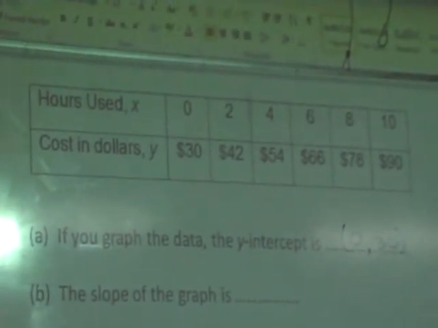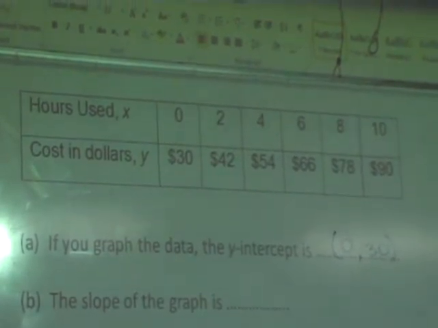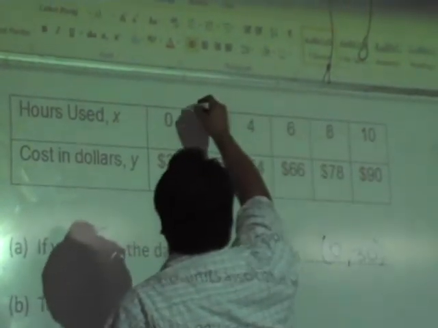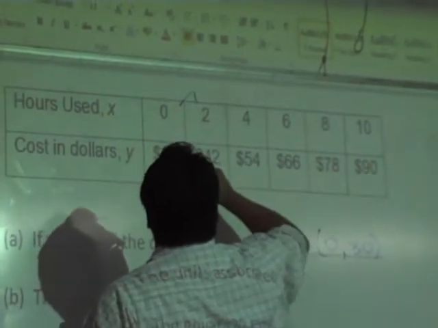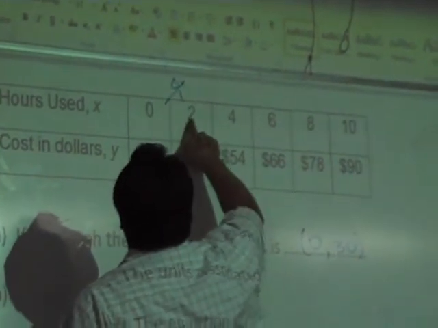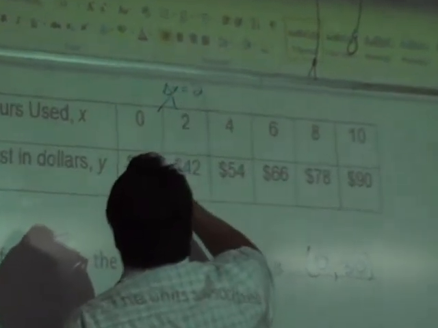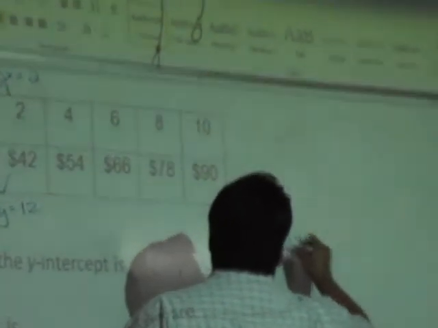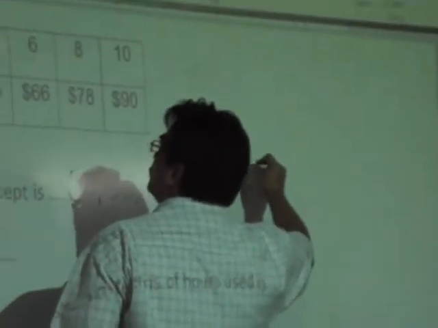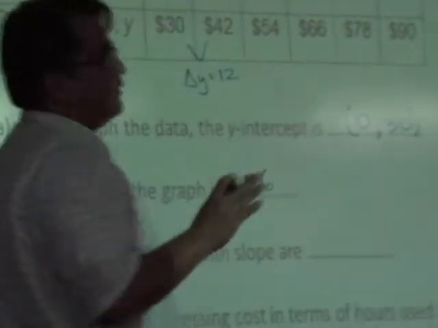What is the slope of the graph? Now for the slope, we need to look at a change. Look at how much the x values are changing and the y values right here. Let's find delta y, and we can figure out delta x right here. 2 minus 0 is 2. 42 minus 30, 12. So the slope, delta y over delta x, equals 12 over 2, which is 6. Now you could say 6 over 1 if you like it, 6.